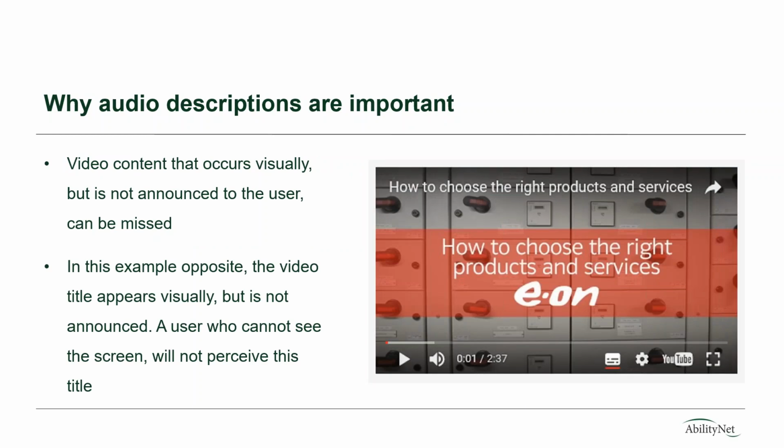So why are audio descriptions important? If there's visual content that's not announced to a user, that means that user will miss out on the content if they cannot see the screen. So in this example, the video title, How to Choose the Right Products and Services, appears visually on the page, but a user who cannot see the screen is never told of that announcement. So as soon as that title disappears, somebody comes on and there is some dialogue which is all captioned, but a user who cannot see the screen will never be told that that is the title of this video. So in that case, it just requires somebody to say that out loud really at the same time as it's displayed on the screen. That would be the easiest way of satisfying this.